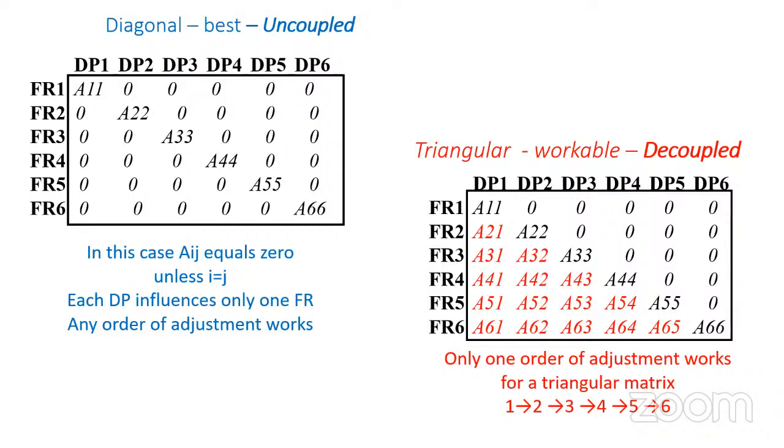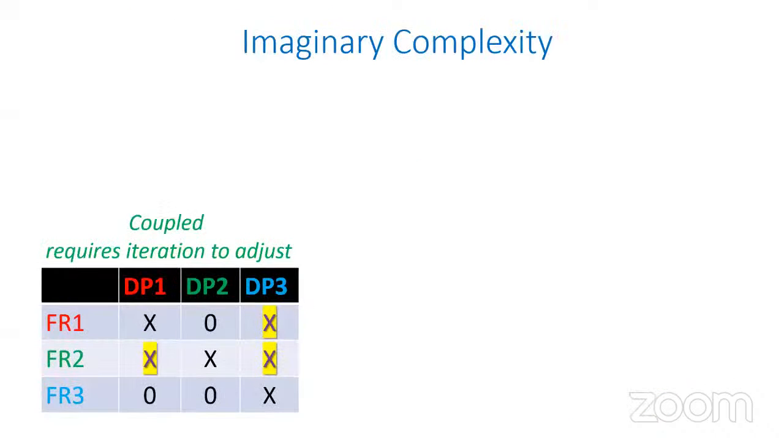But if we can't do that, this is at least adjustable in a triangular form. And you know, from linear algebra, I can rearrange this so that I can get lots of things into a triangular form that maybe weren't. But once it's in a triangular form, there's only one order of adjustment. When I adjust DP1 to get FR1 where I want it, the rest can go out of adjustment, but I finally get FR6 for it. So that is adjustable.